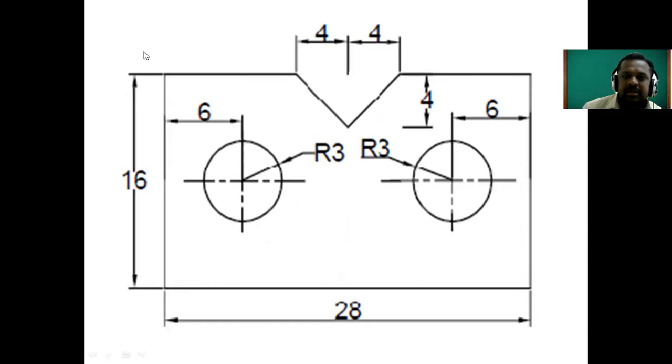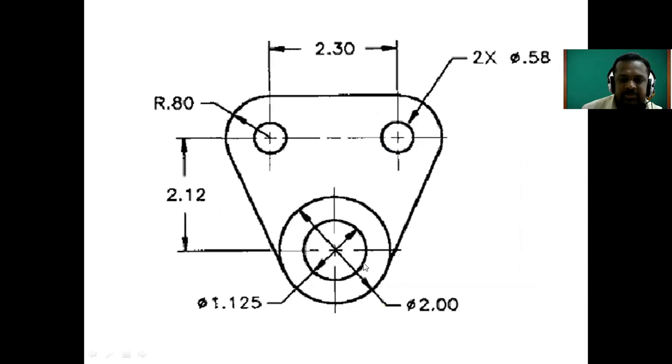Which figure should we take here? Can I take this figure? Again we have to follow the similar process. Suppose we take example number 4. Tell me how to draw this figure. What is the procedure to draw this figure?